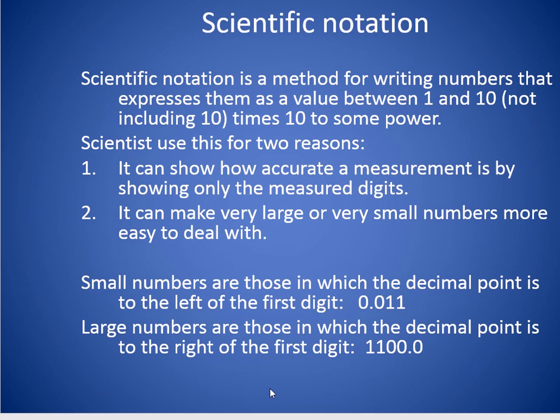Scientists use this method for 2 reasons. Number one is our purpose: it's a way of showing the number of significant figures. Second reason is sometimes if you have really large or small values, this makes them easier to deal with. Small numbers in what I'm talking about here are going to be values where the decimal point is to the left of the first digit, something like 0.011. Large numbers are those where the decimal point is to the right of the first digit, something like 1,100.